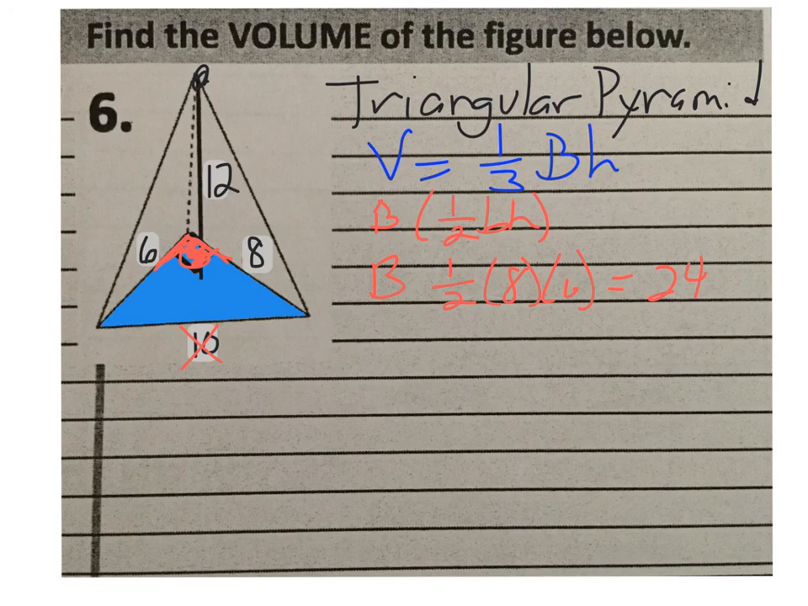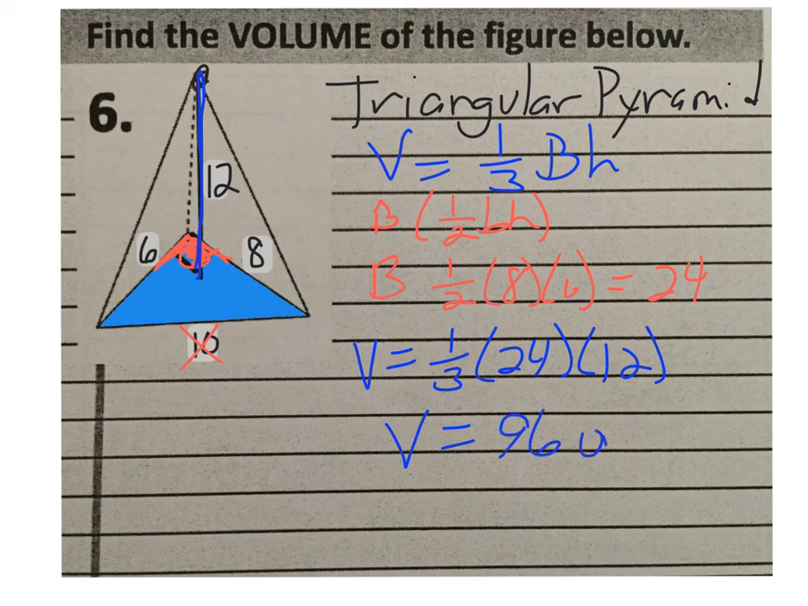So now let's plug it in. Volume equals 1/3. The big B is a 24 now, and the height is what connects it to the top, which is that 12. So multiply it out, 12 times 24, and divide by 3. And your final answer is volume equals 96 cubic units. Must have that little 3 on there.